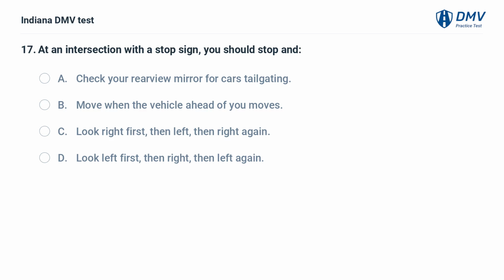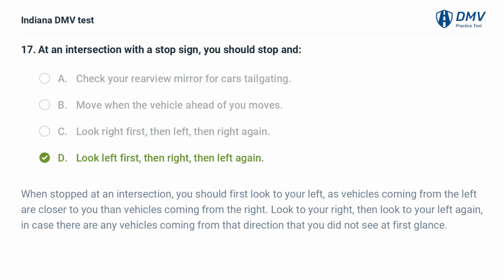At an intersection with a stop sign, you should stop and: A. Check your rearview mirror for cars tailgating. B. Move when the vehicle ahead of you moves. C. Look right first, then left, then right again. D. Look left first, then right, then left again. D. Look left first, then right, then left again.